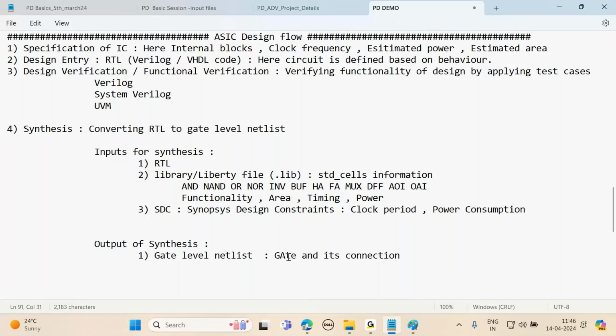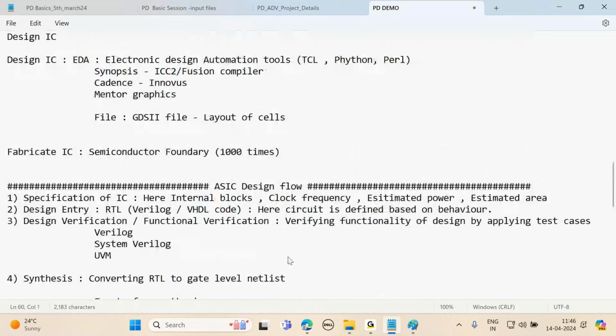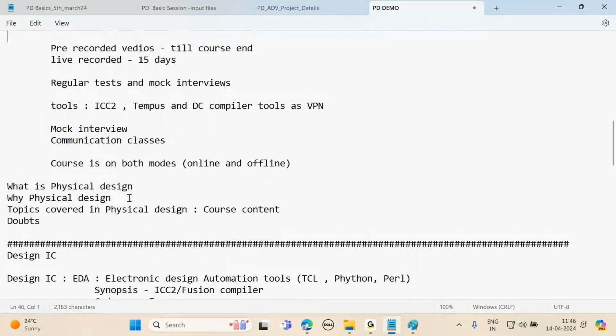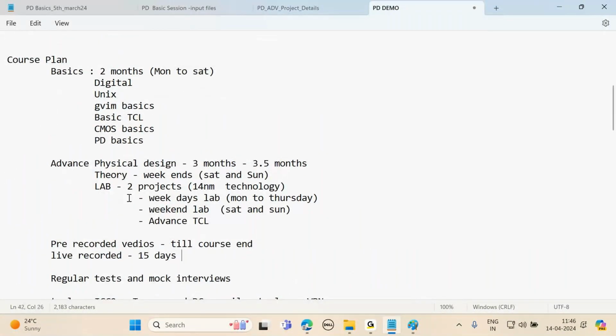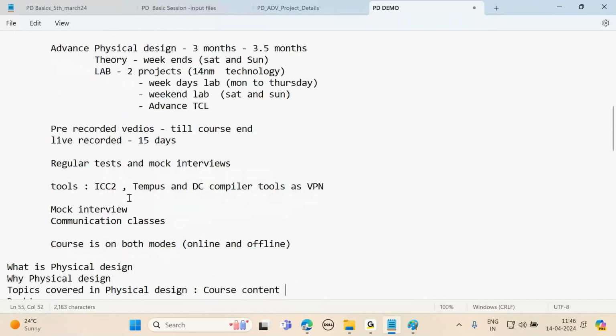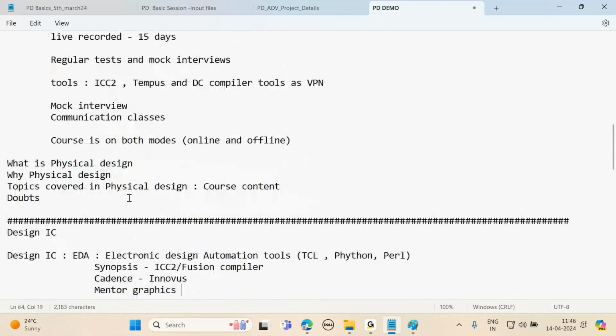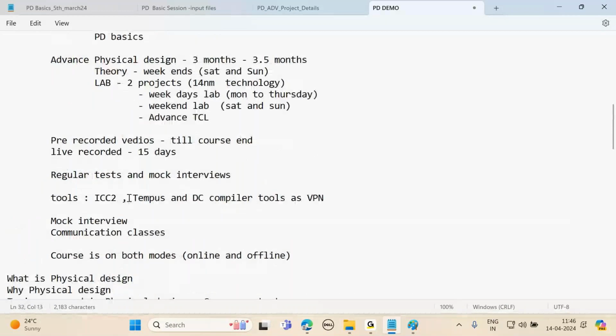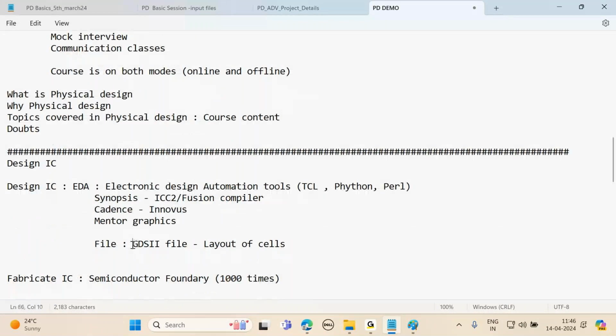So this gate level form. From behavioral, we converted to gate level. Even this gate level, my foundry can understand only CDS has got only layout of cells. So that is the role of physical design engineers.